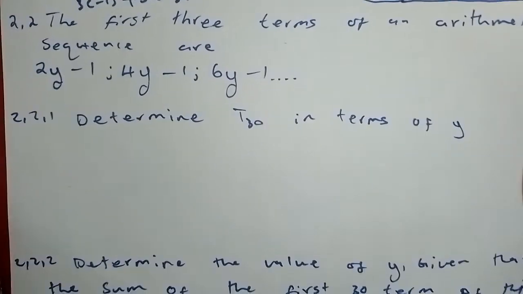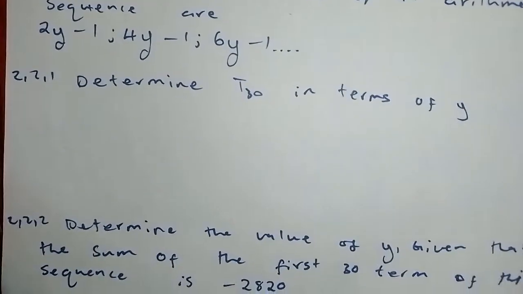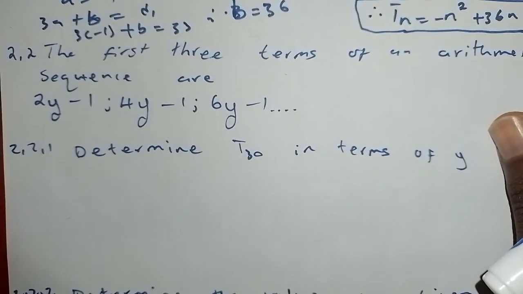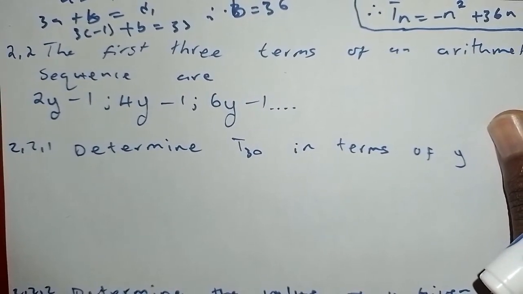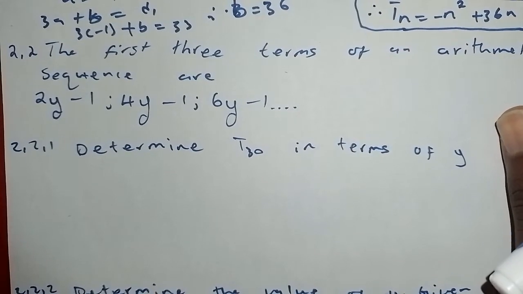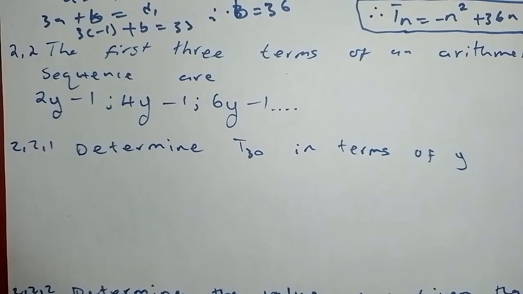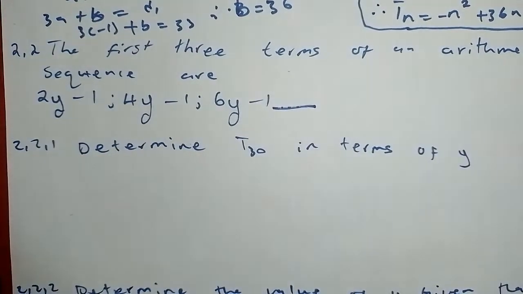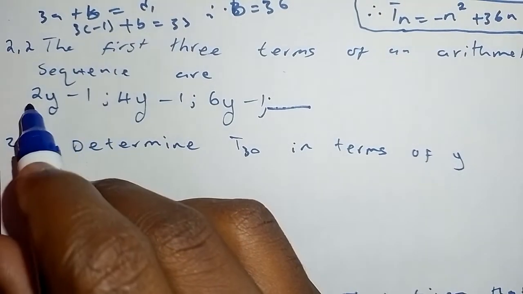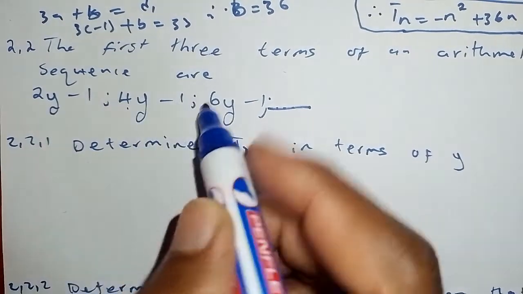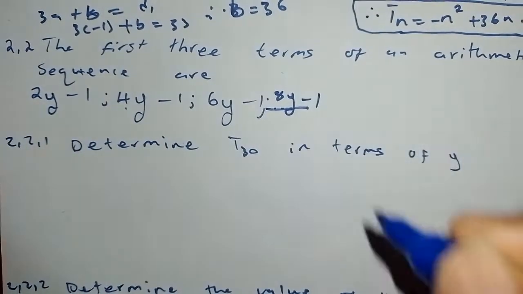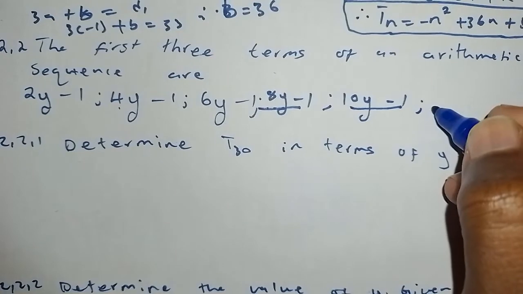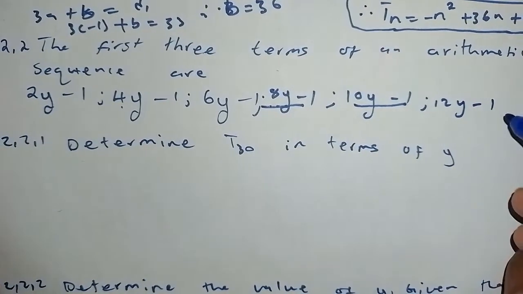This is question 2.2. The first three terms of the arithmetic sequence are 2y minus 1, 4y minus 1, 6y minus 1. You can see the pattern. It means if we just try to write the next 3 terms: 8y minus 1, 10y minus 1, 12y minus 1.